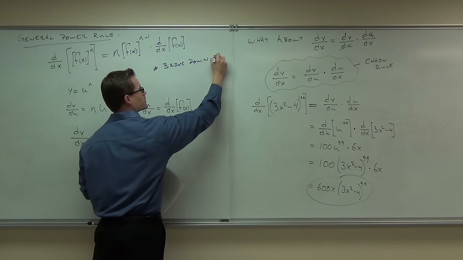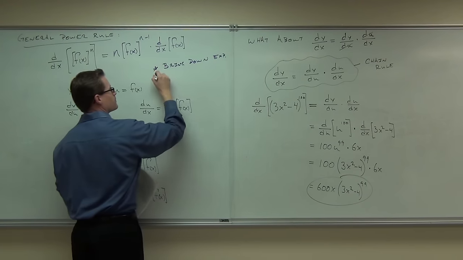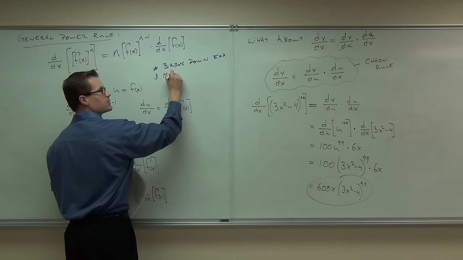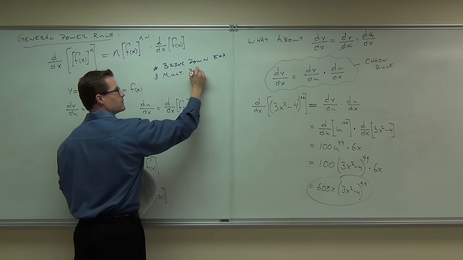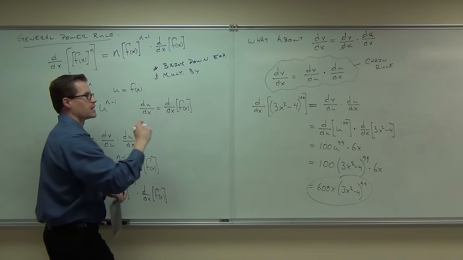Bring down the exponent and multiply by the derivative of the inside.